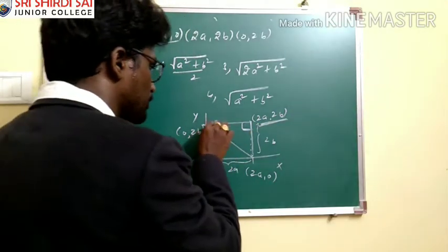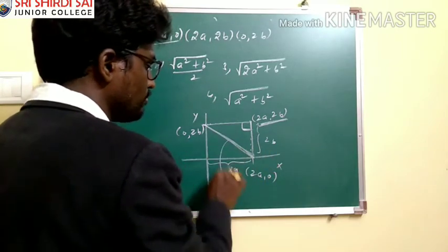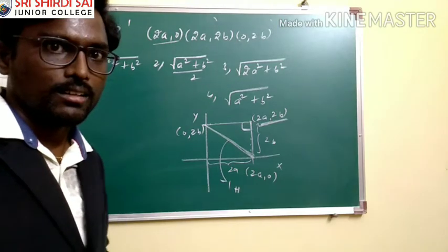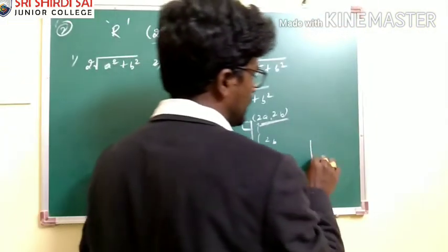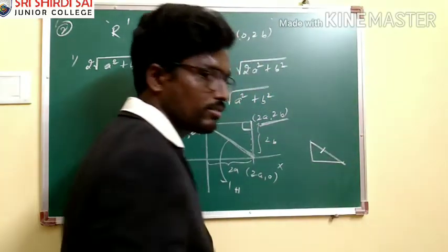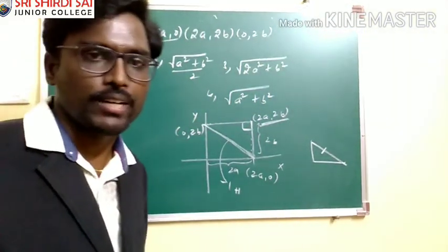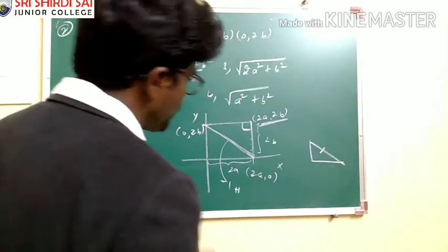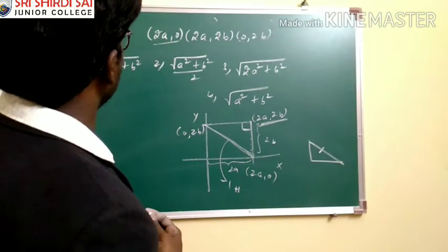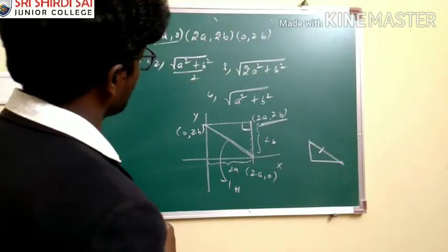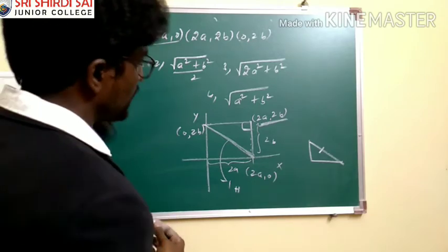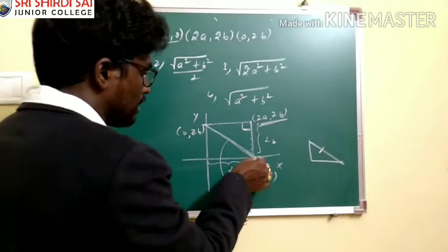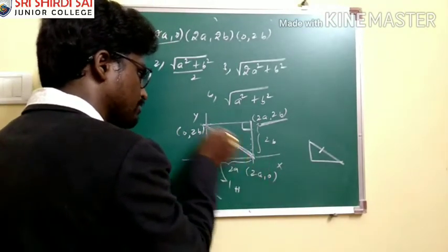Now what is the hypotenuse? This is the hypotenuse. And what about the circumcenter? I have told you very clearly, in case of the right triangle, circumcenter is the midpoint of the hypotenuse. And hence here, we are talking about the circumradius. Since we are talking about the circumradius, it is enough to take the length of this particular portion and divide it by 2.